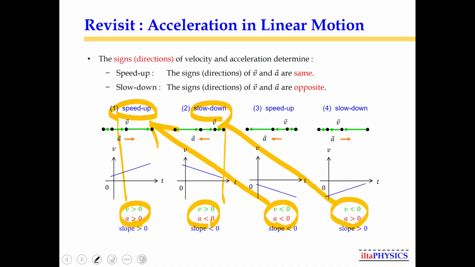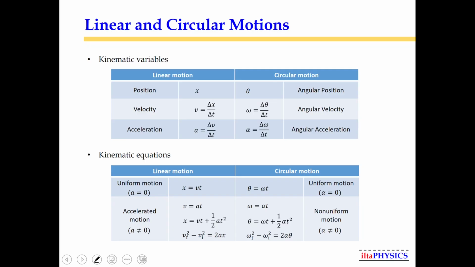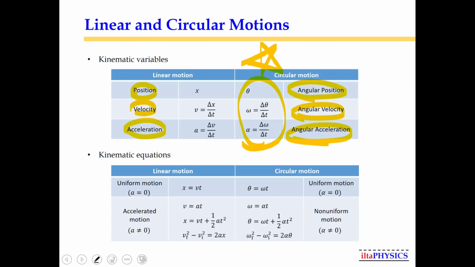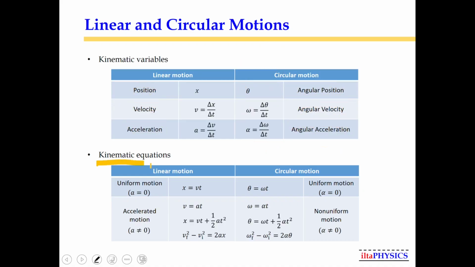Now, I've organized everything we've discussed regarding kinematics into a single table. I want you to compare the corresponding kinematic variables for linear and circular motion. You can see that the familiar variables, position, velocity, and acceleration, correspond to angular position, angular velocity, and angular acceleration in circular motion. I've also listed the formulas connecting these variables below. Compare the equations for uniform motion and accelerated motion for both linear and circular cases.